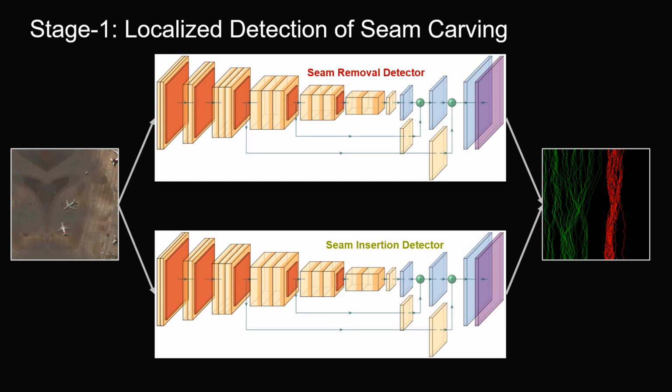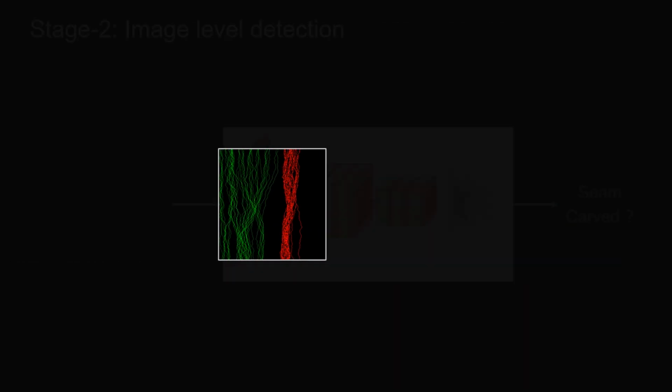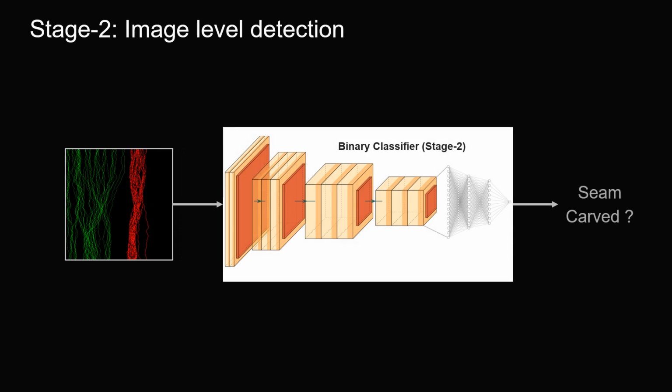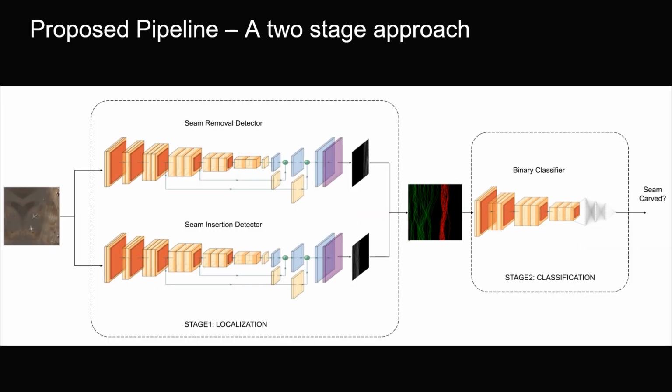The seam removal and seam insertion detector outputs are fused into one image which we call the seam prediction mask, which comprises stage 1 of our approach. This seam prediction mask is then used as input to a second stage, which uses a ResNet-based CNN to perform a final binary classification as to whether the image given to stage 1 was seam carved or not. Finally, here is a high-level diagram of our pipeline with both stages shown.